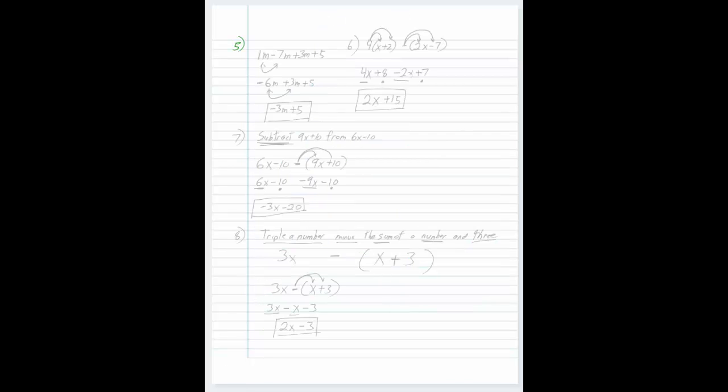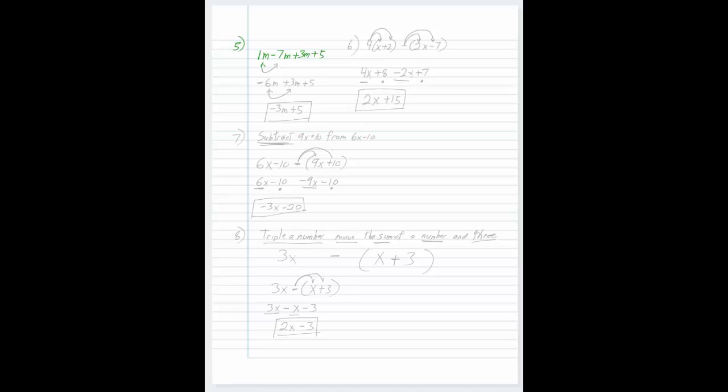Number 5. Our question is m minus 7m plus 3m plus 5. Notice this first m doesn't have a number in front. If there's no number in front of a letter, then there's an automatic 1 in front of it. And now to simplify, we are going to combine like terms. That is, we're going to add and subtract only the m's.